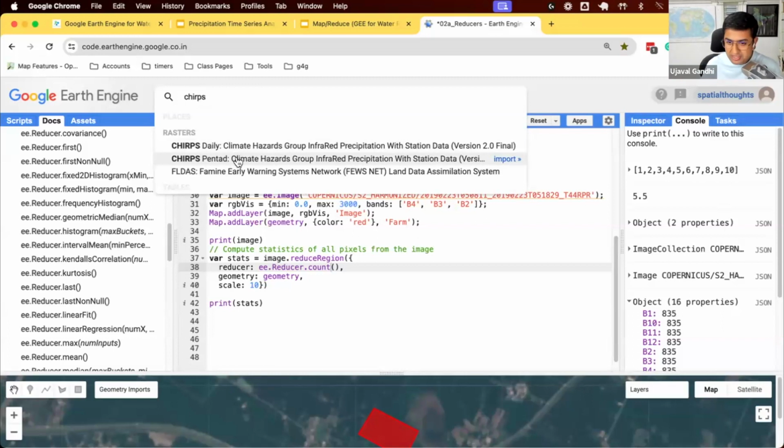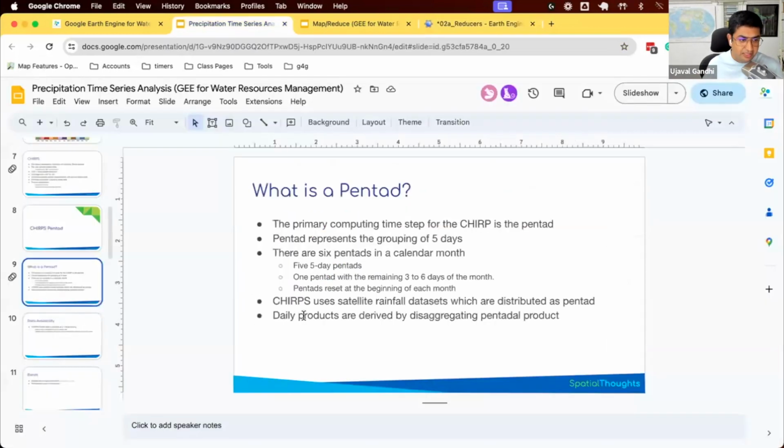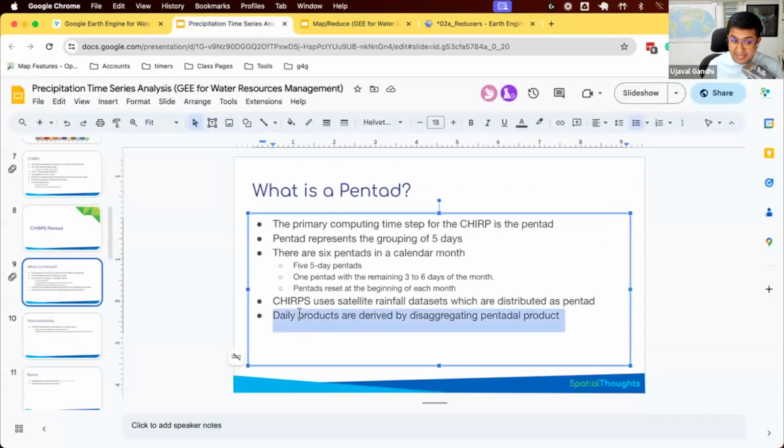So this is the source data. The daily is computed data based on an estimate of the distribution. Here it says daily products are derived by disaggregating the pentadal product. So use it if you must. If you really need daily data, you can use it. But again, the accuracy of that would not be as high because it is derived by disaggregating the dataset.